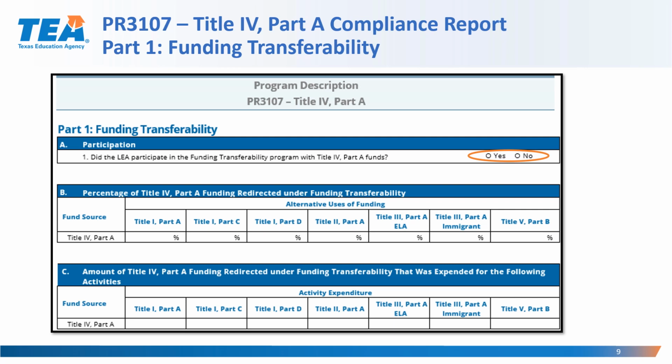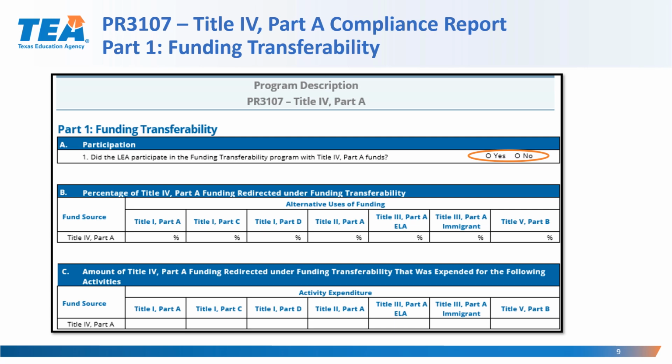If the LEA transferred funds out of Title IV Part A under Funding Transferability, type the percentage of funds redirected into each applicable fund source identified in the respective columns. Note, the sum of percentages entered in Parts 1B and 2B may not exceed 100%. If the LEA transferred funds out of Title IV Part A under Funding Transferability, type the dollar amount of expended funds that were redirected into each applicable fund source identified in the respective columns.